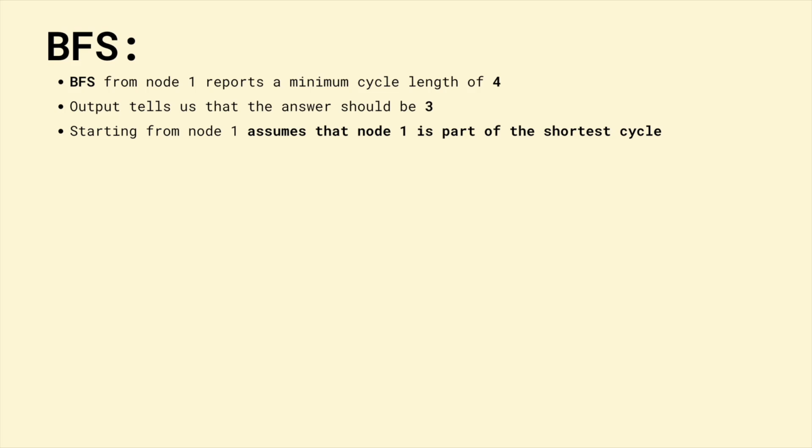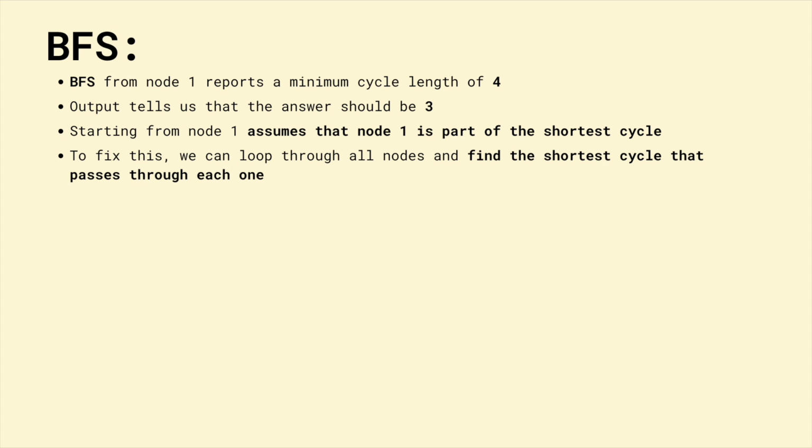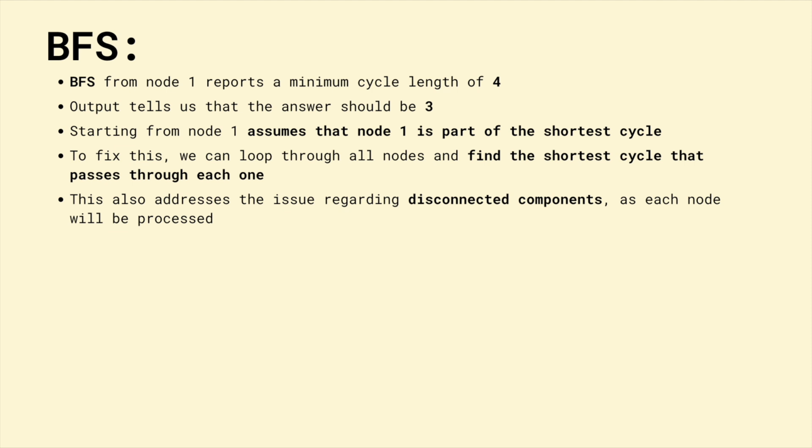This difference is because starting from node 1 assumes that node 1 is part of this shortest cycle. To fix this, we can loop through all nodes and find the shortest cycle that passes through each one. This also addresses the issue regarding disconnected components as each node is guaranteed to be processed.